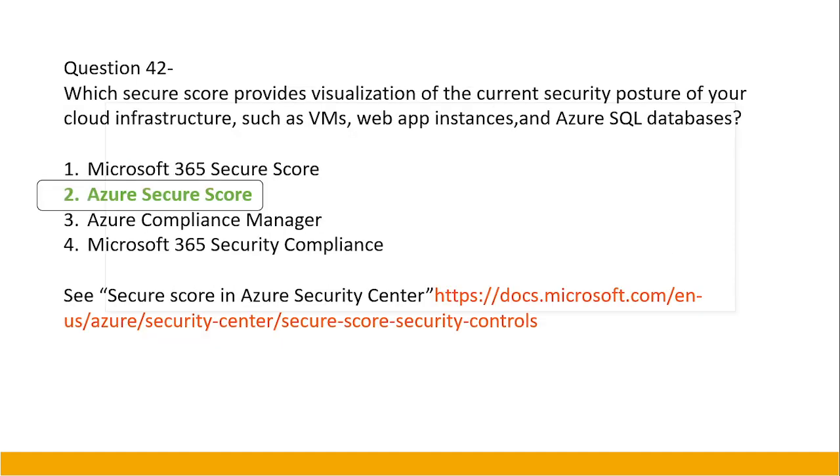Question number 42. Which secure score provides visualization of the current security posture for your cloud infrastructure, such as VMs, web apps, instance, Azure SQL database? Four options: Microsoft 365 Secure Score, Azure Secure Score, Azure Compliance Manager, Microsoft 365 Security Compliance. Correct option here is Azure Secure Score.